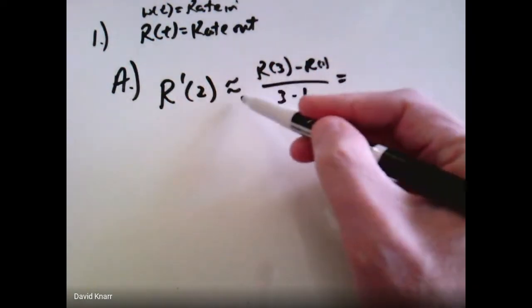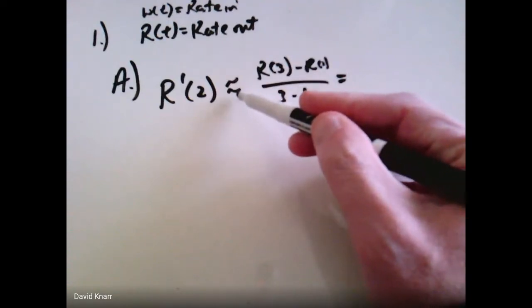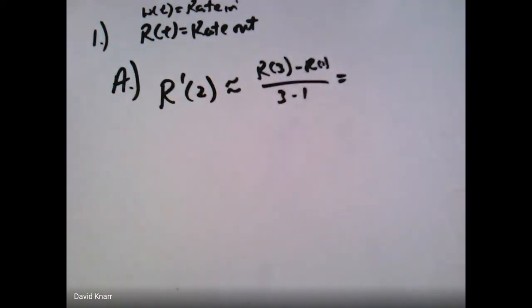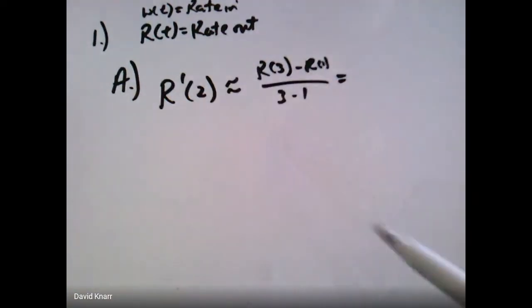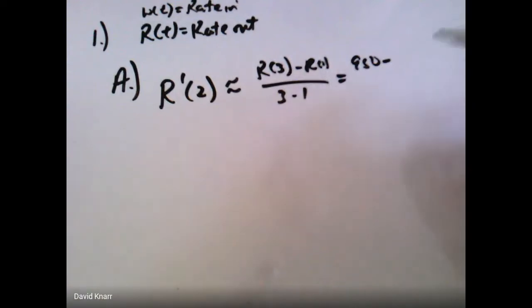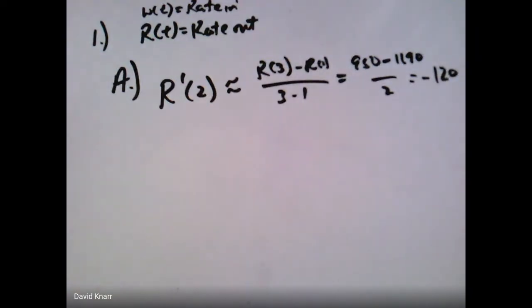Okay, notice the approximation symbol. Your symbol does have to be an approximation. This is an approximation, and then this is equal to whatever you get. If you write equals here, they will mark it wrong. All right, so if you do that, you just look in the table and pick the numbers out. And you get 950 minus 1190 over 2, which comes out to be negative 120.